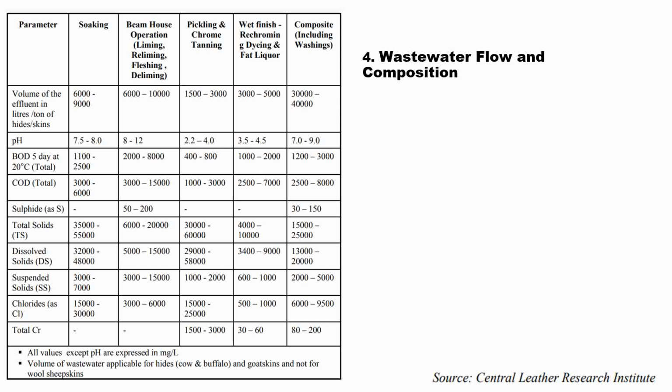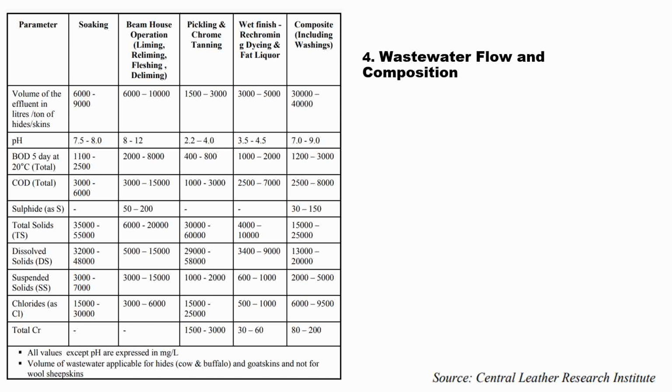Now moving toward the wastewater flow and composition. It is obtained after wastewater surveying. We can see it for different processes such as soaking, beam house operation, pickling and chroming, wet finish, and composite including washing. Firstly, I would like to mention the source: the Central Leather Research Institute from Chennai, in Tamil Nadu, India. For soaking, the volume of the effluent is around 6,000 to 9,000, and for pH, in the beam house the pH is between 8 to 12, and in pickling the pH is between 2.2 to 4.